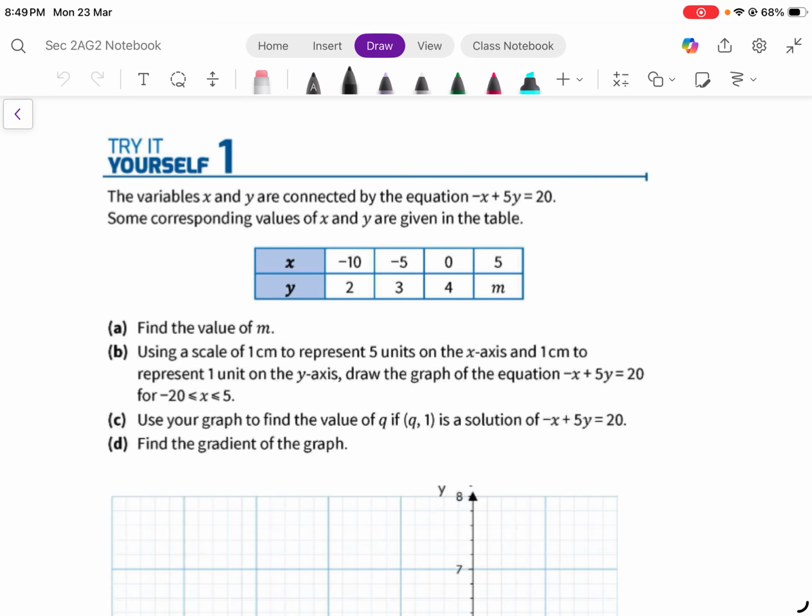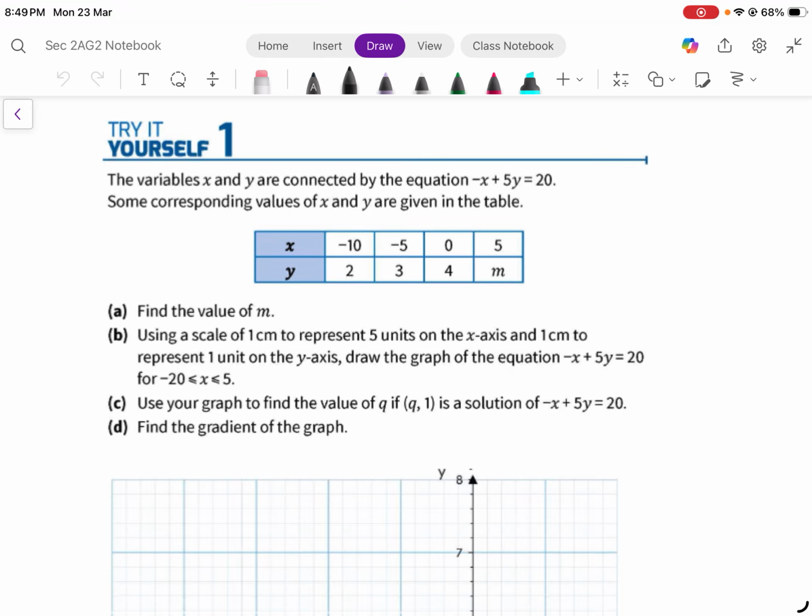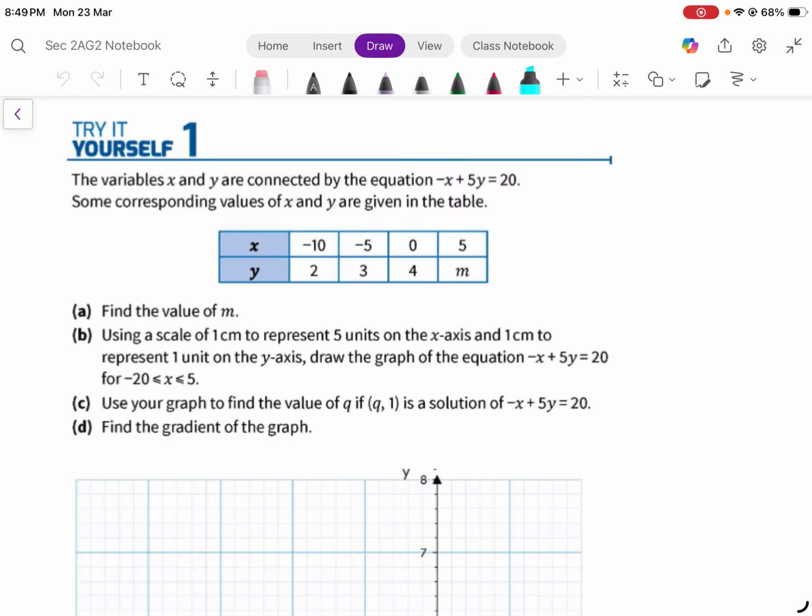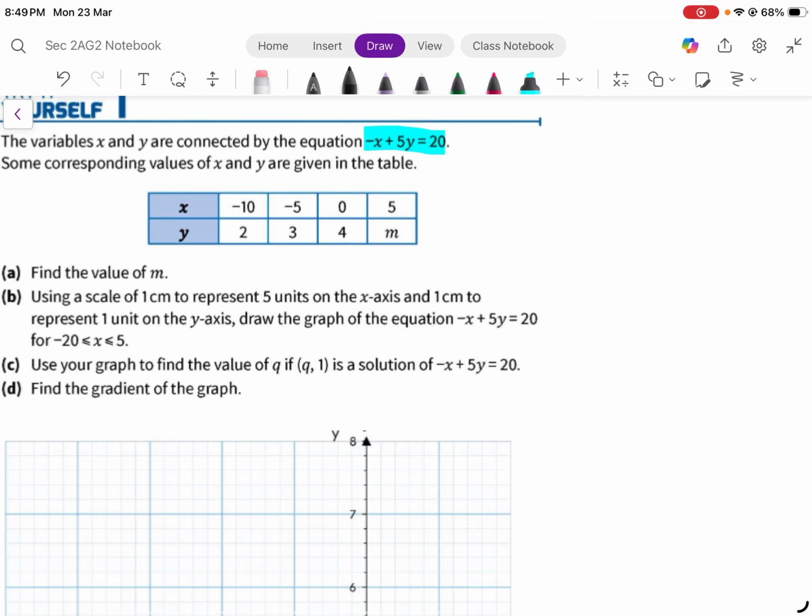The variables x and y are connected by the equation minus x plus 5y equals to 20. Some corresponding values of x and y are given in the table. Find the value of m. Okay, so you already have the equation here, right? So all you need to do is just sub in the values.